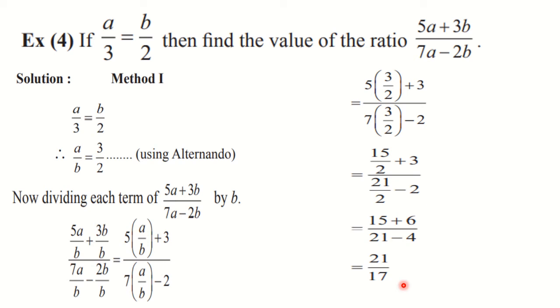Now let us go for the second method. That means the method which we use, that we are going to take the multiple, that a is equal to 3k and b is equal to 2k, and simply we will put those values here and we are going to get the answer. That is the second method. Okay. So let us see now.